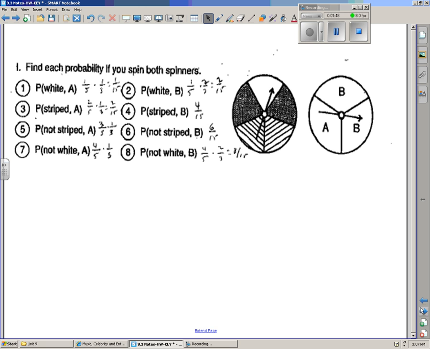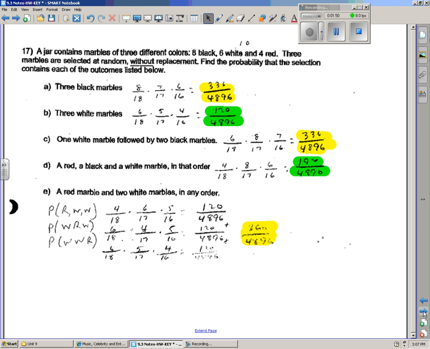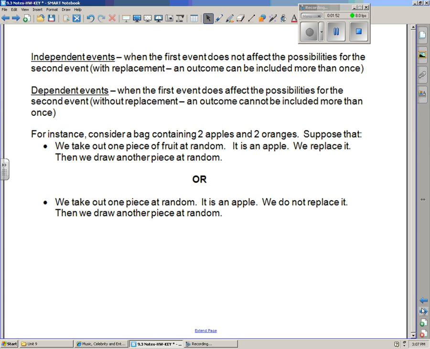You also then have independent events and dependent events. And independent events are when the first event does not affect the possibility for the second event. And we sometimes call that with replacement. So an outcome can be included more than once.